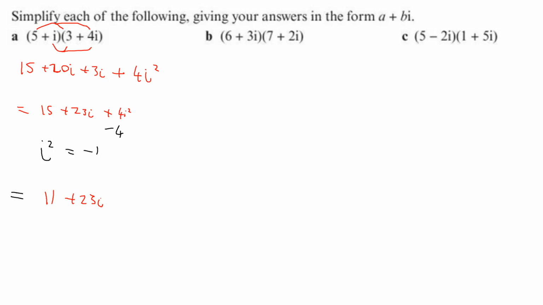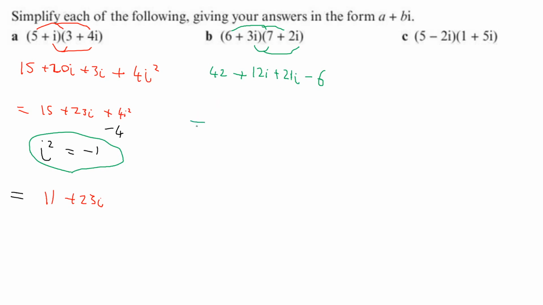Let's look at this next example. We got 6 times 7, 42. 7 times 2, which is 12i. 6 times 2, excuse me. 3 times 7, 21i. And then 3i times 2i will just be minus 6. Why? Because i squared is equal to minus 1.